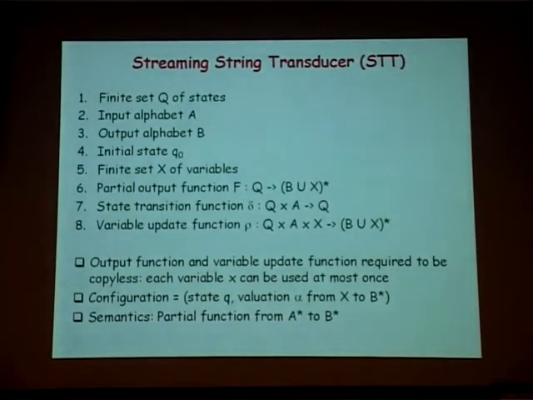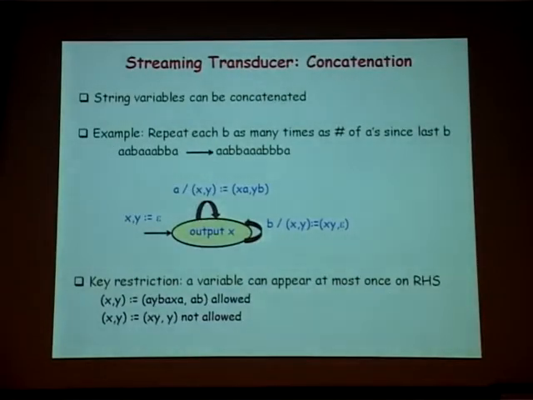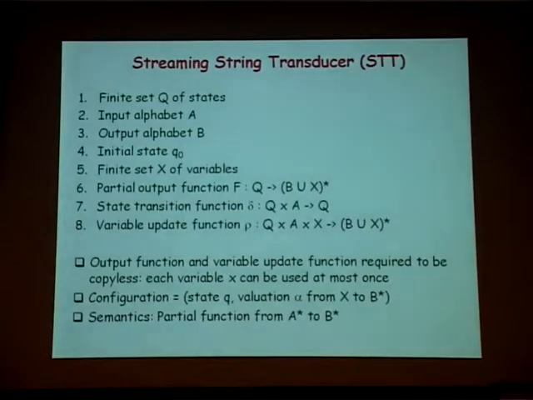So here is the definition of the streaming string transducer. You have a finite set of states. Yeah, you can swap the order, you can concatenate here. There is really no restriction on how. So actually, these were all examples. With the definitions, it becomes more precise. So we have a finite set of states. We have an input alphabet, output alphabet, initial state. We have a finite set X of string variables. These are strings over outputs.